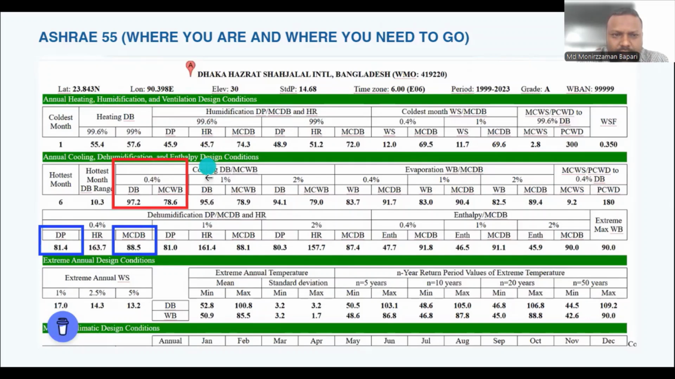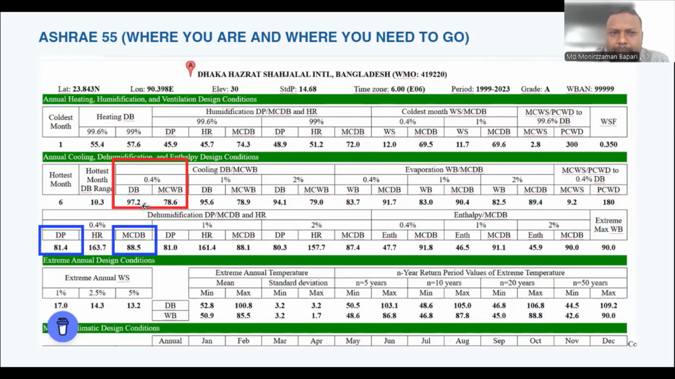Now, as we look at this table, at the cooling outdoor condition at 0.4%, the dry bulb is 97.2 and the mean coincident wet bulb is 78.6 degrees Fahrenheit. This is okay. It gives us the data relevant to the worst outdoor condition we are expecting, and we can use this as we do the cooling load calculation.